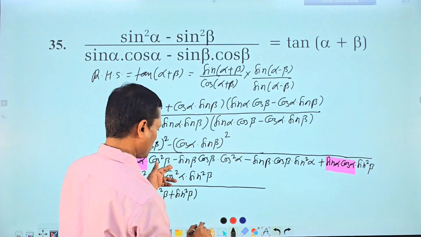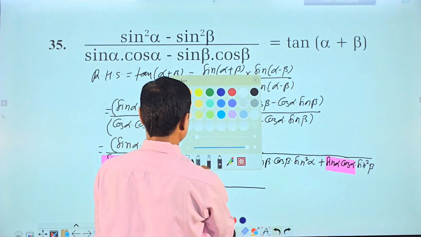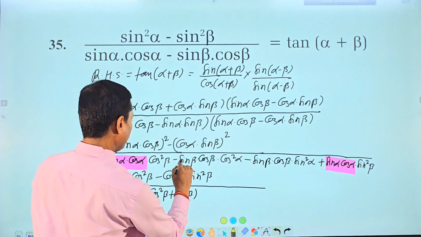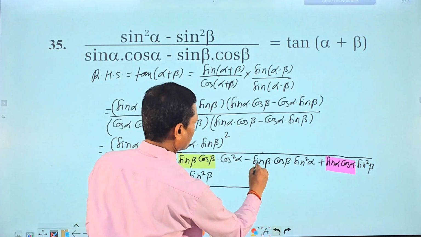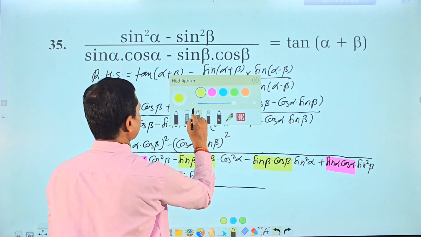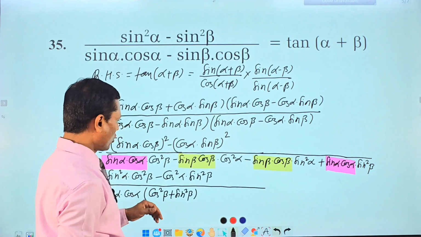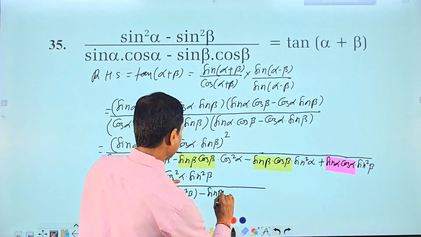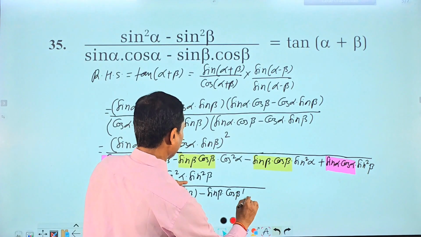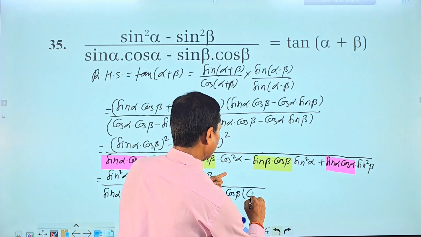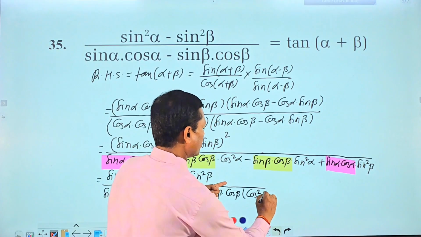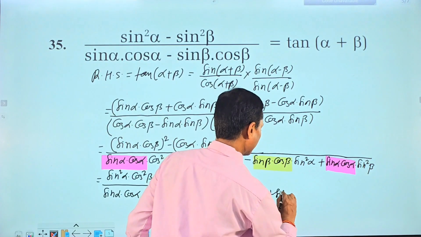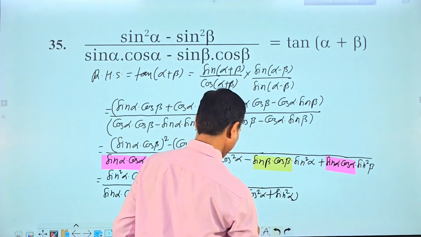Okay, next one here also. See carefully, sin beta dot cos beta and sin beta dot cos beta. Yes, we can take common very easily. So when you take common, here is negative sign. So we write here minus sin beta dot cos beta, and we have here cos square alpha, and this minus sign becomes plus because we have taken minus common, and we have here sin square alpha, right?